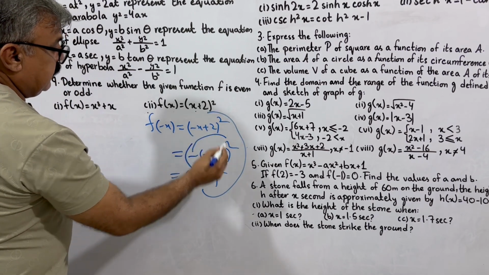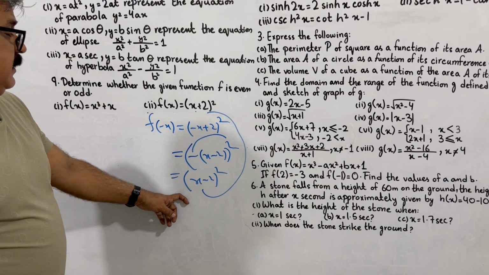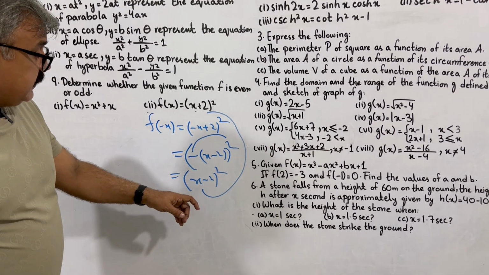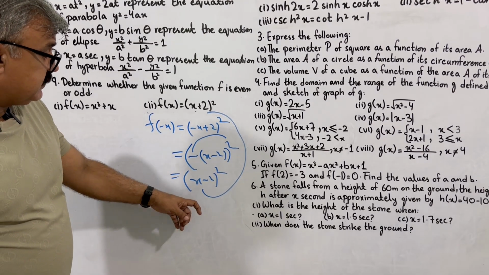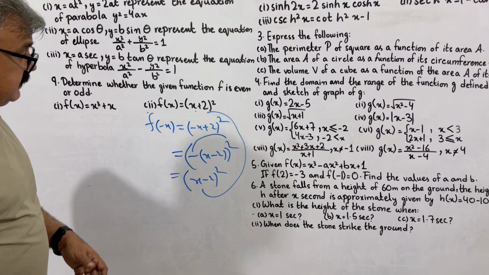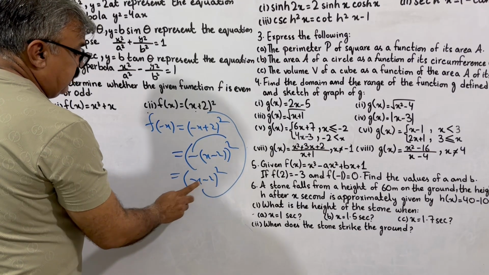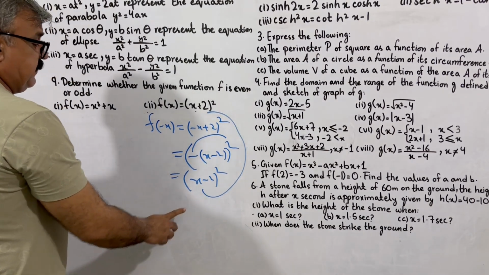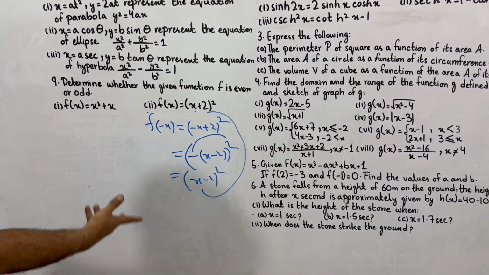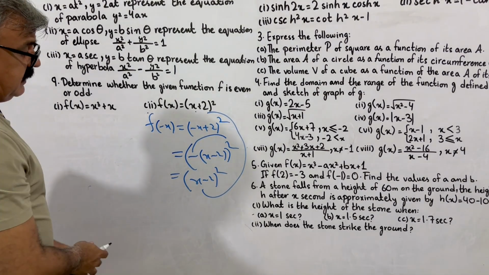Look at this. It neither remains the same nor does the symbol of the complete function change. Half the symbol has been changed, half remains the same. It is neither even nor odd.